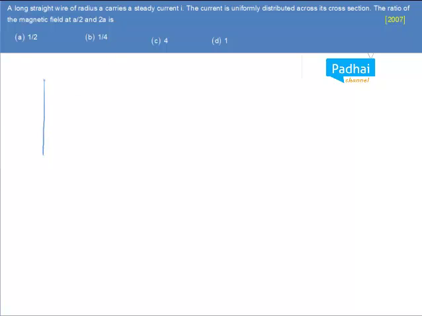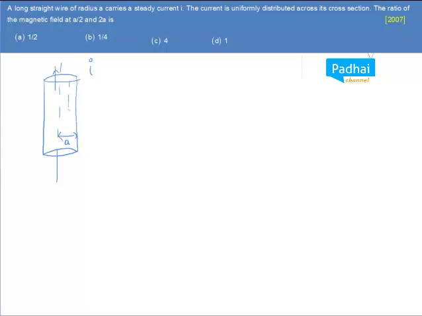This is a straight long wire having a radius A, right? So this is the axis and this has a radius A. Now it is carrying a current I, uniformly distributed over the cross section. The current I is going upwards. We need the ratio of the magnetic field at A by 2 and 2A.